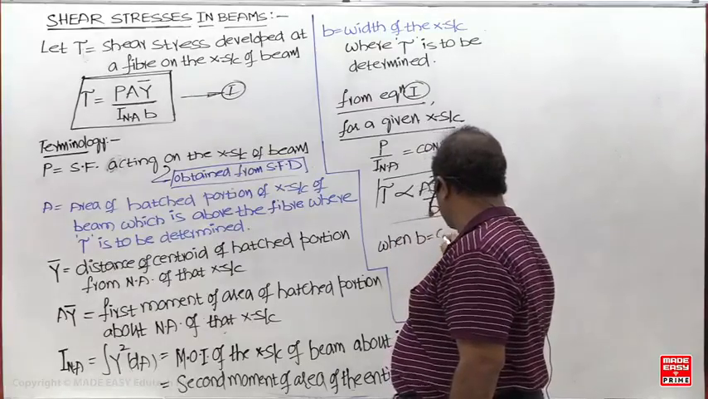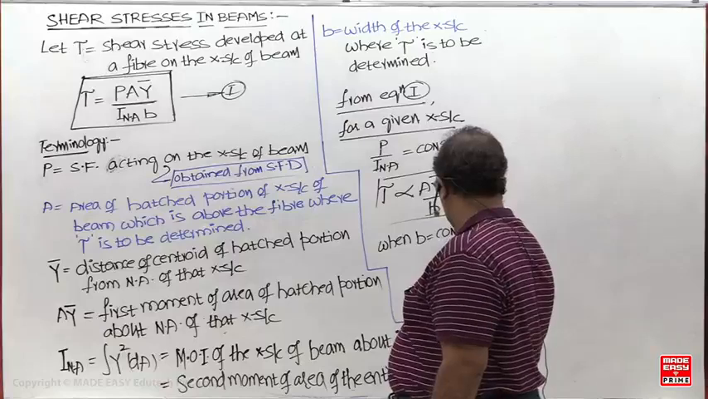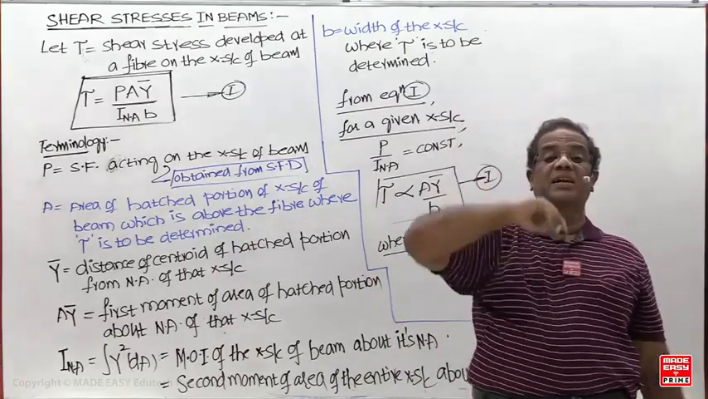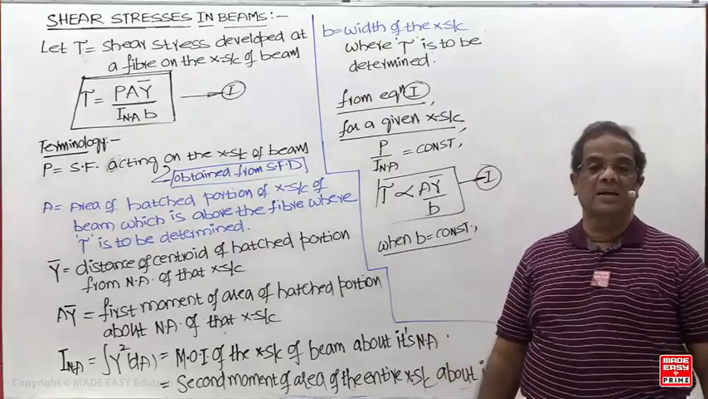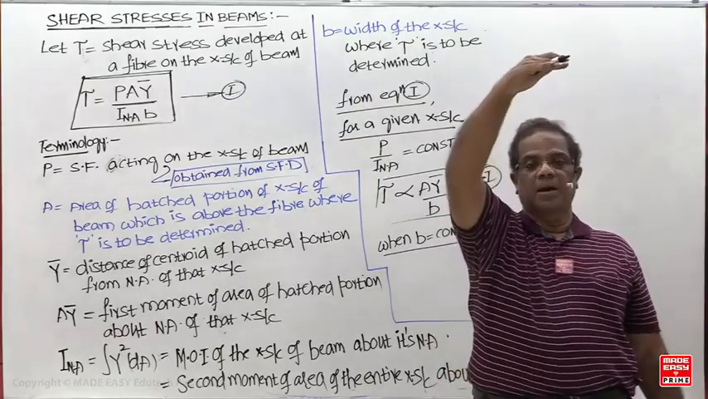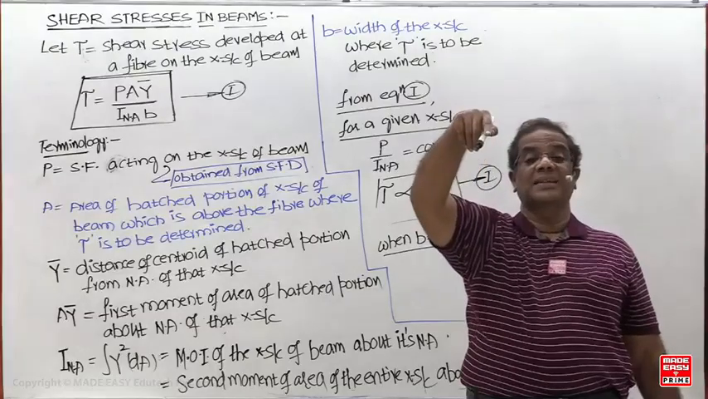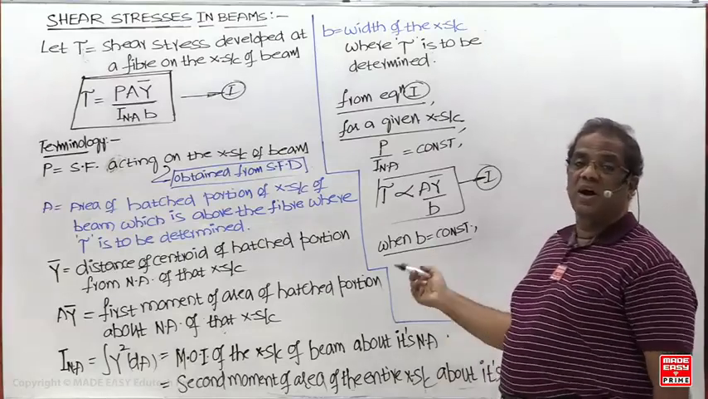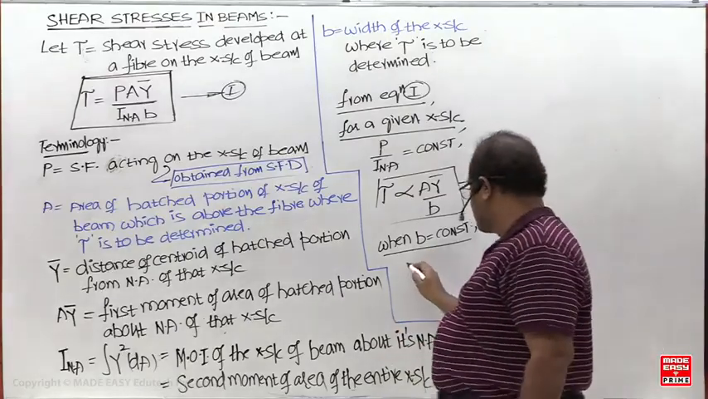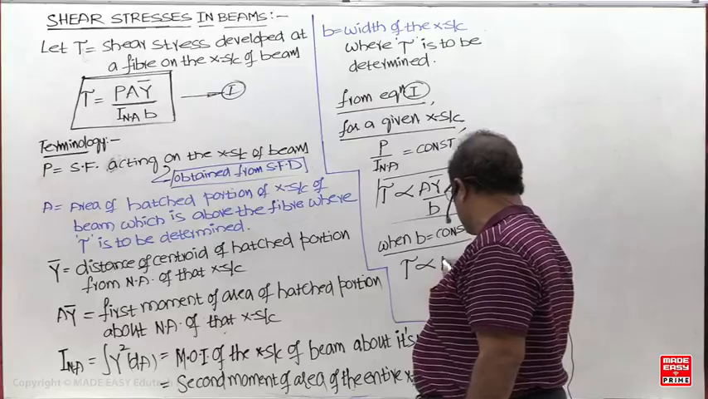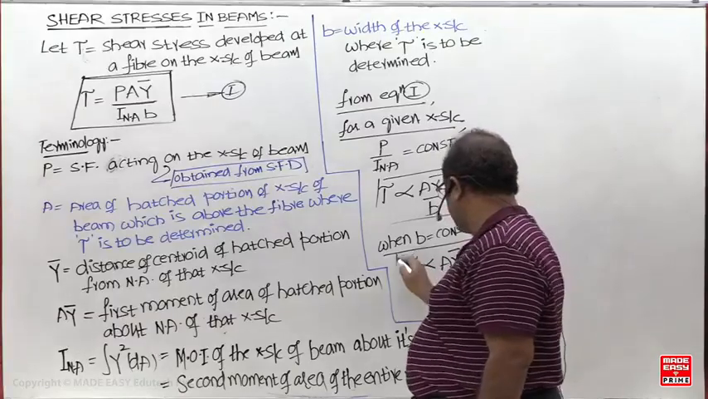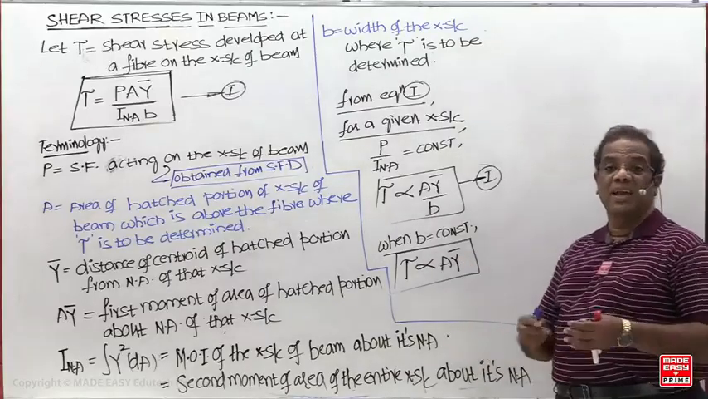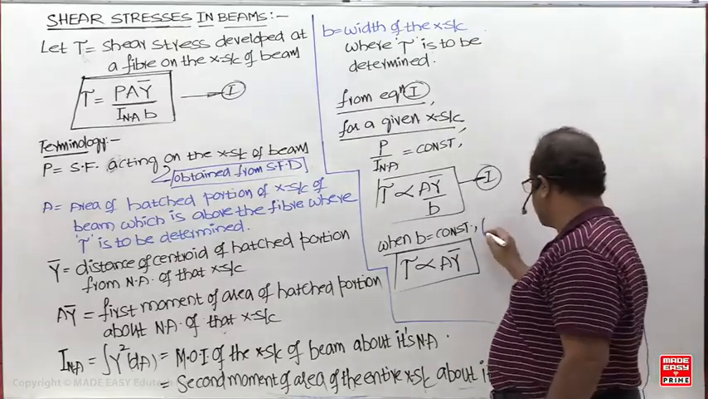When B is constant, in which cross section is the width constant for all the fibers? Square and rectangular: in a square and rectangle, the width is the same everywhere. But in triangular and circular sections, the width changes from fiber to fiber. So when the width is constant, that is square and rectangle, shear stress is directly proportional to AY bar. So in a square and rectangle, the shear stress is maximum at the fiber where AY bar is maximum.